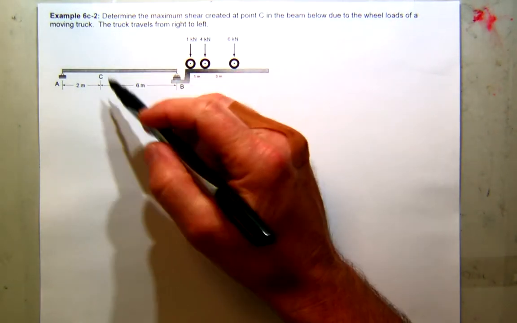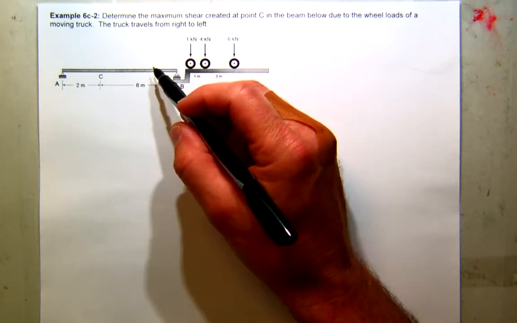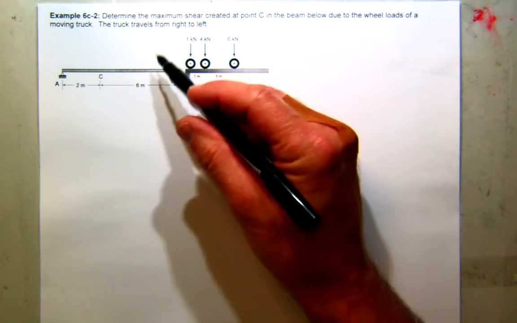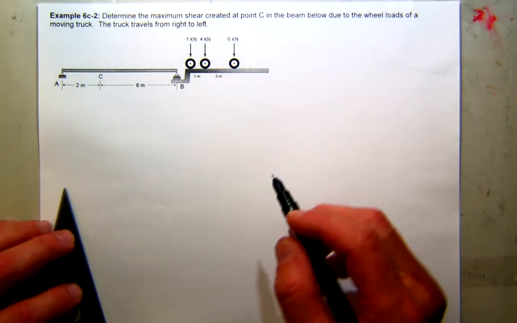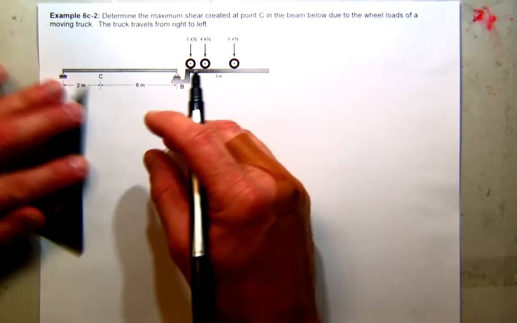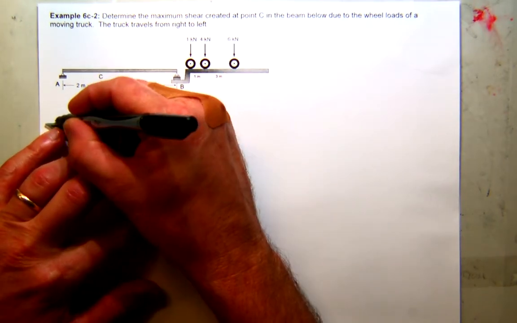Okay, so now we're going to work this problem. We need to find the maximum shear at C. I've got three sets of moving loads. So the first thing we need to do is find the influence line for shear at C. I'm going to use the Mueller-Breslau technique we talked about previously.